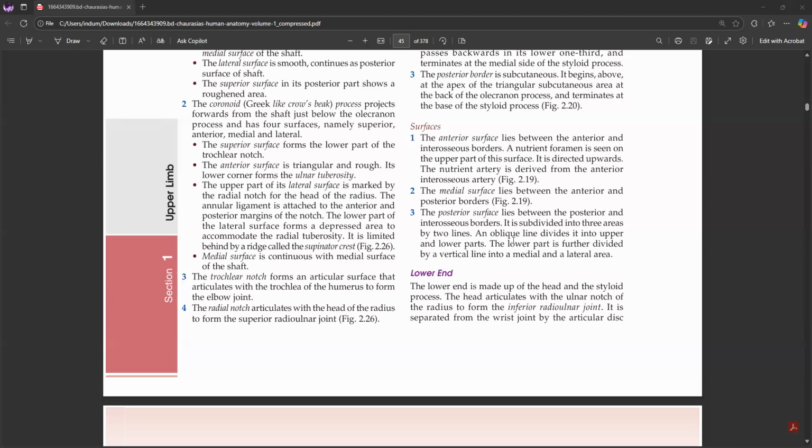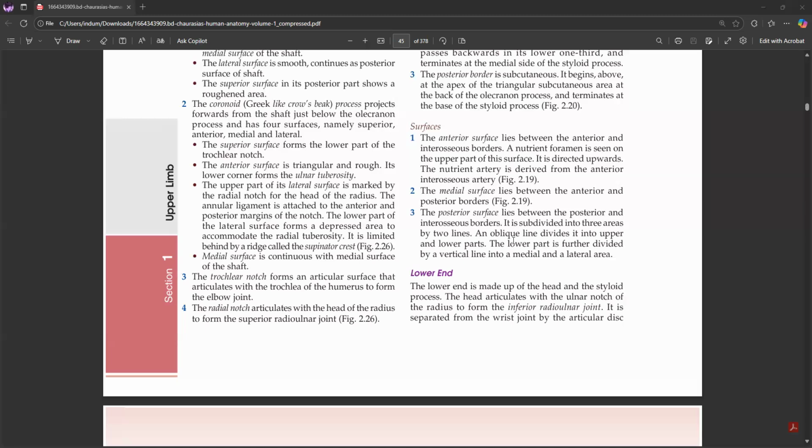Number 3. The posterior surface lies between the posterior and interosseous borders. It is subdivided into three areas by two lines. An oblique line divides it into upper and lower parts. The lower part is further divided by a vertical line into a medial and a lateral area.